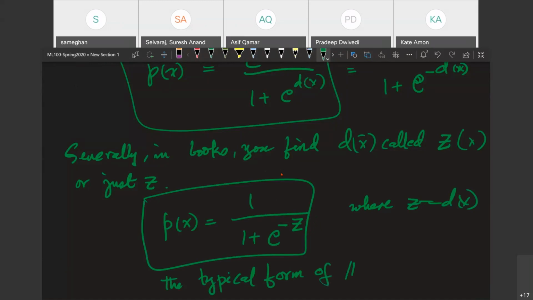This is the typical form of the logistic equation. Now, I'm going to spend the next half hour probing into this very, very interesting equation and making it down to earth, making it very real for you guys.